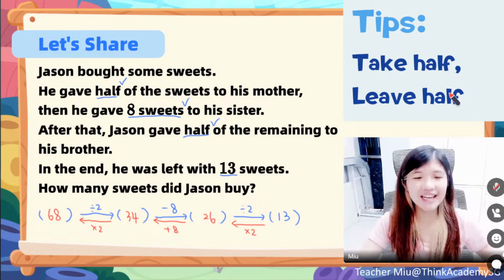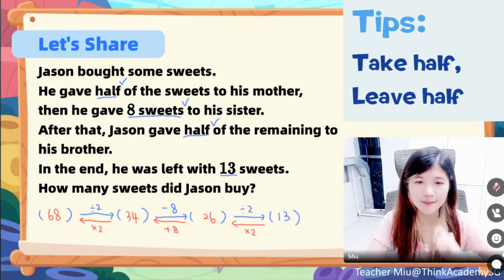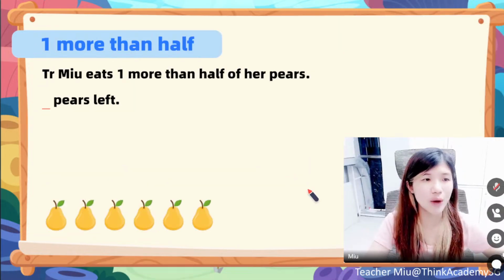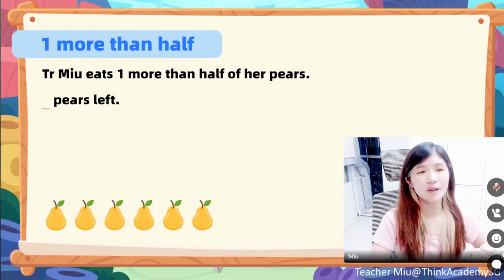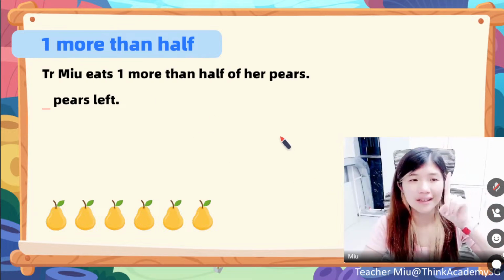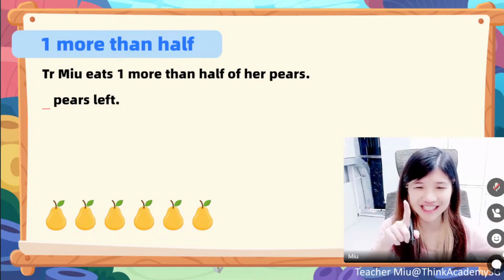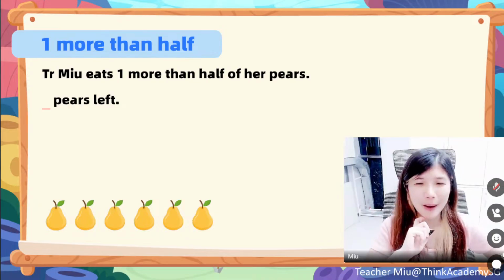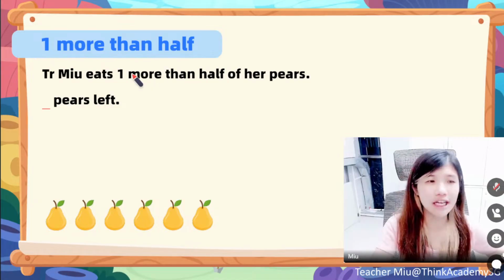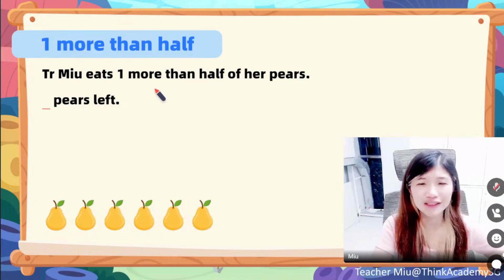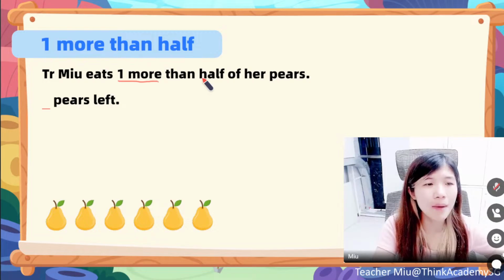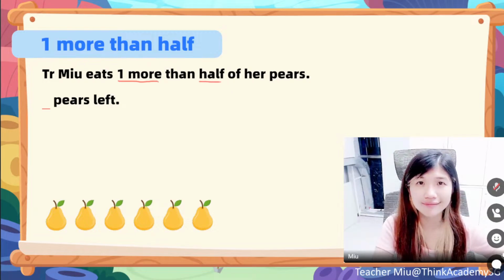Right? And continue. Now the question just becomes a little bit crazier. It's like this one. What if now Miu eats one more than half of her pears? Then how many pears are left? For those who are my students, I mentioned this before. I mentioned this week. When Miu eats one more than half, that means should Miu eat the one more first, or should I eat the half first?